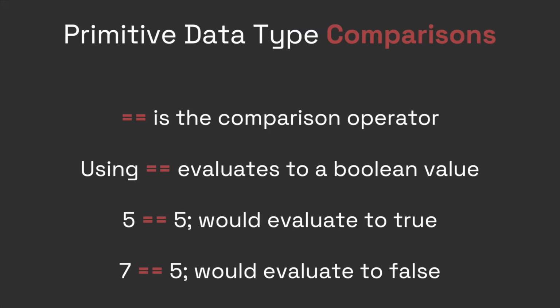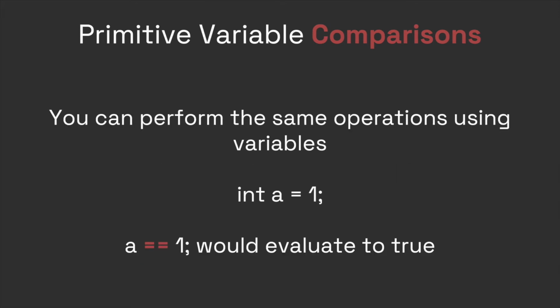Let's explore the idea of comparing primitive data types. In most languages, we have the equals equals operator, which is also known as the comparison operator. Whatever is used with equals equals will evaluate to a Boolean value. For example, 5 == 5 will evaluate to true, and 7 == 5 would evaluate to false. You can perform this operation with primitive variables as well. If we initialize a to be 1 and then say a == 1, that expression would evaluate to true.